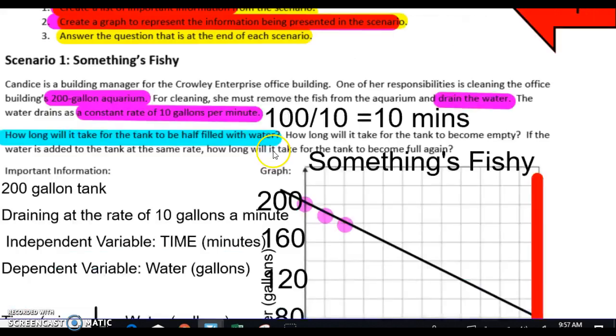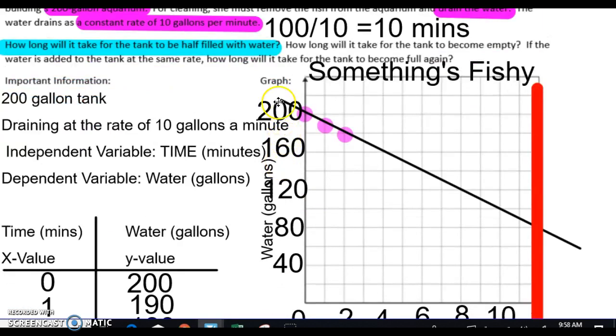And this is a decreasing function. As I trace it, so if I put my finger on top of it and I trace it, from left to right, the line goes down.